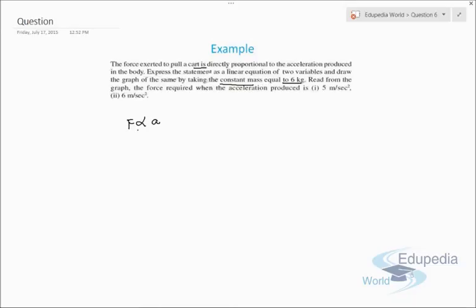To convert this proportionality sign to an equals sign, we can write the relation like this: F equals m into a, where m is 6 kg. To draw this equation, let's take F as y and a as x. So we get the relation y equals 6x, where m is 6, which is fixed. It's already given in the question.